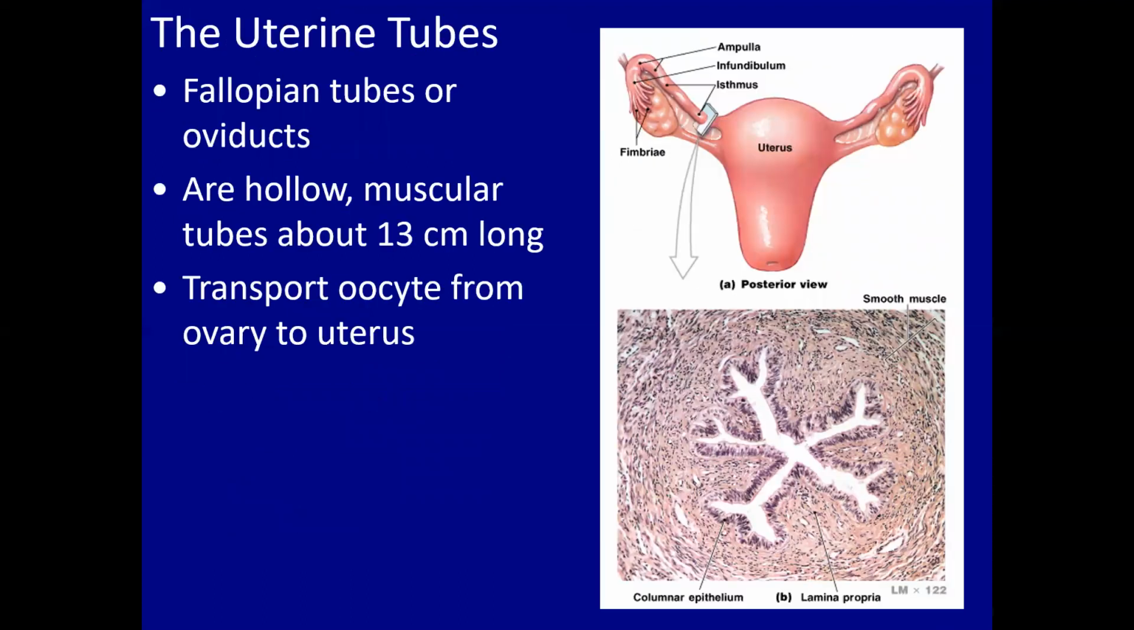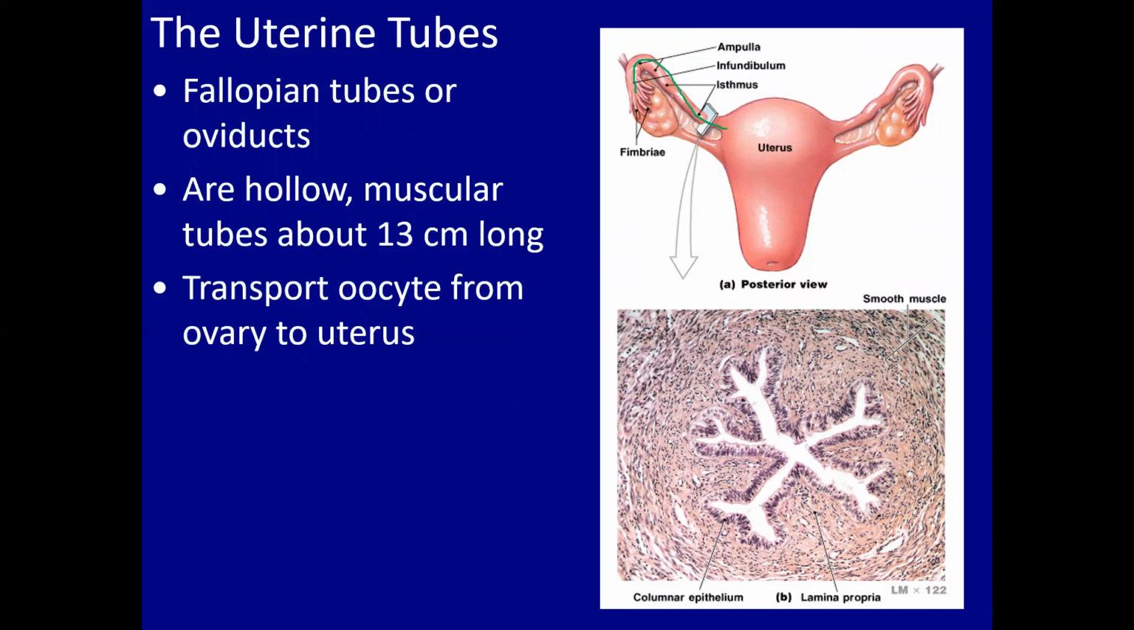The uterine tubes, otherwise known as fallopian tubes, sometimes called oviducts, are muscular, about 13 centimeters in length, and hollow. It is their job to move the oocyte from the ovary to the uterus. You can see in this image that we have the fallopian tube on each side, and you can see where it enters the uterus.